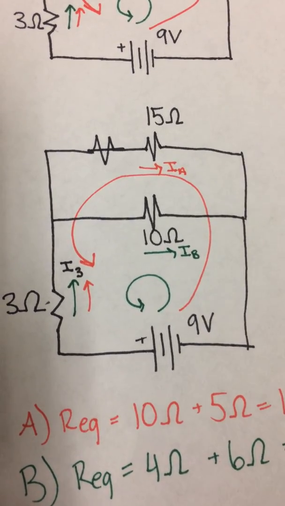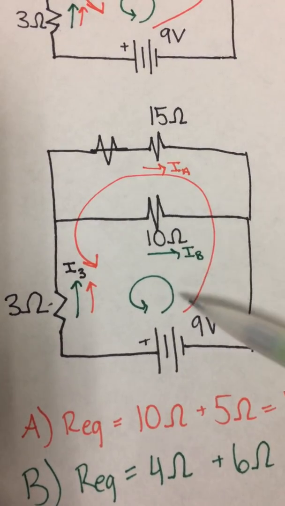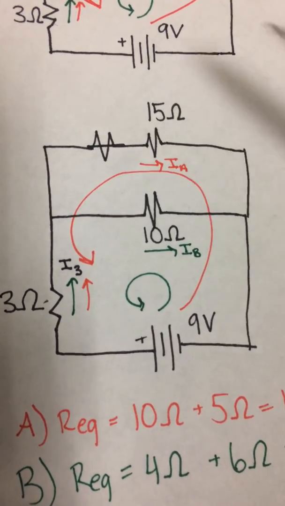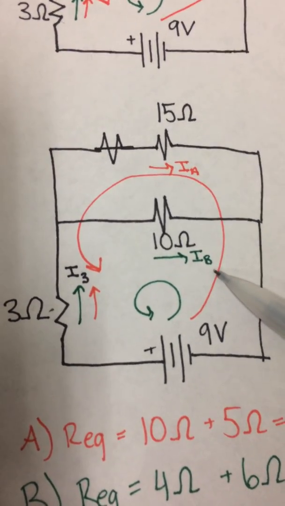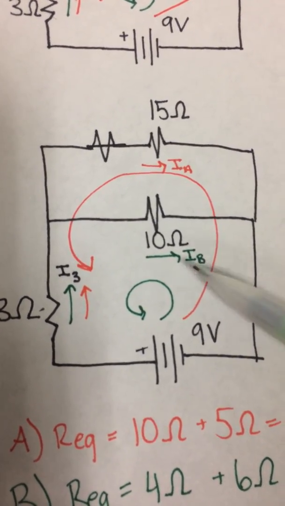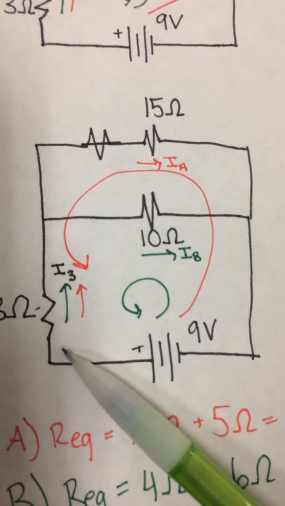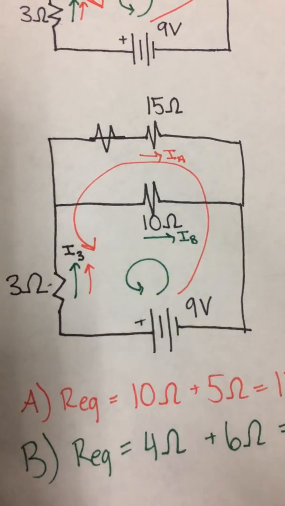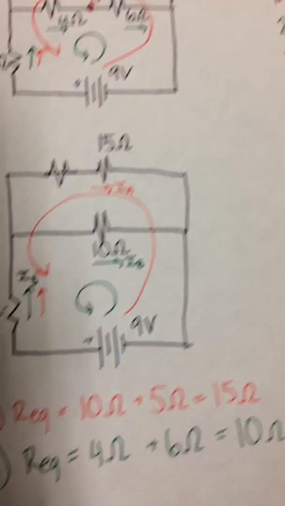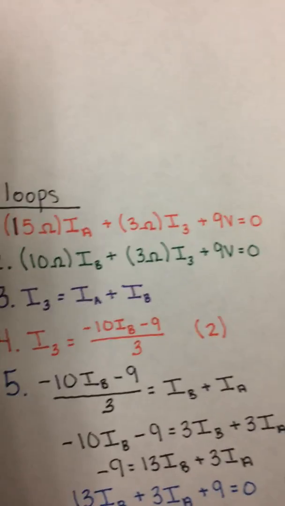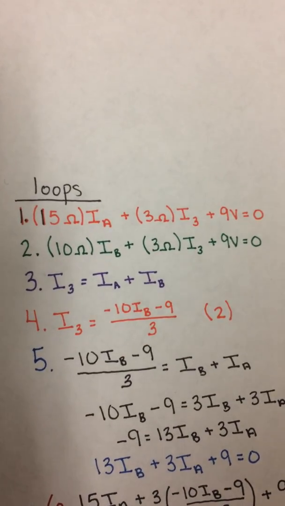We went ahead and redrew our loops. So the internal and the external, the 10 ohm is where our B current is, the 15 ohms is where I current is, and over here at the 3 ohms you have our third current. So then we went ahead and started building our equations for our loops.